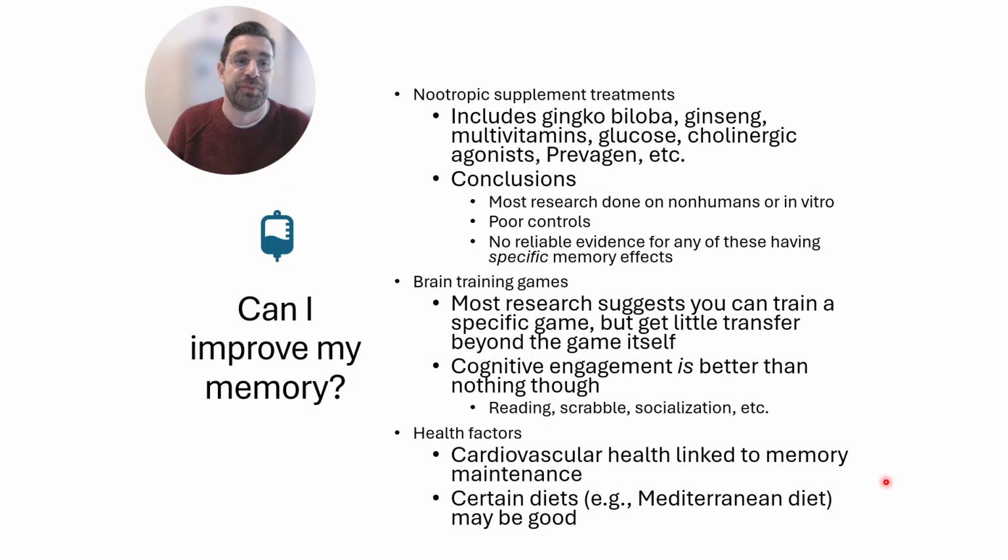Finally, health factors, and this is where the evidence is quite a bit stronger. Cardiovascular health is linked to memory maintenance over time. So keeping your heart and your lungs healthy over time helps prevent dementia later on in life and age-related decline. There are also certain diets that you can look into where there's some evidence that they can prevent cognitive decline and memory decline over time as well. One of those is the Mediterranean diet.